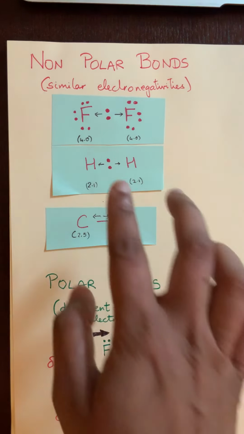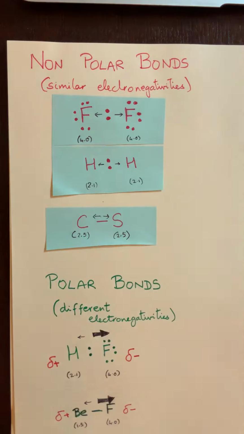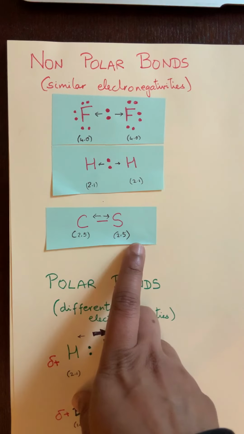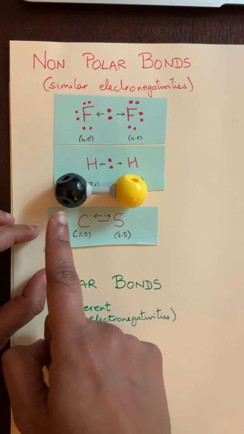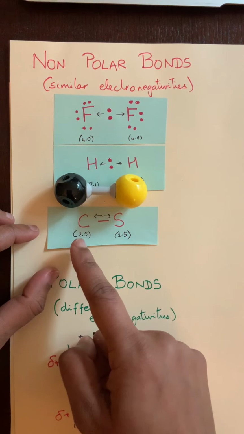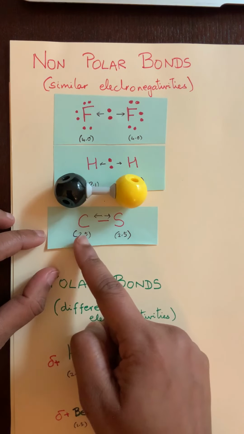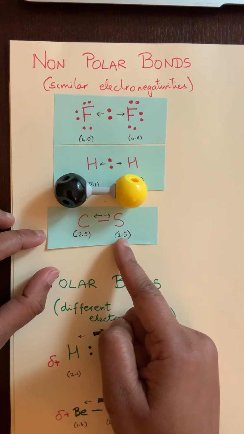But does it always have to be two of the same element? Can it ever be two different elements and still have a nonpolar bond? The answer is yes, as long as their electronegativities match. In this example, we have carbon and we have sulfur. Carbon and sulfur both have an electronegativity value of approximately 2.5 each.